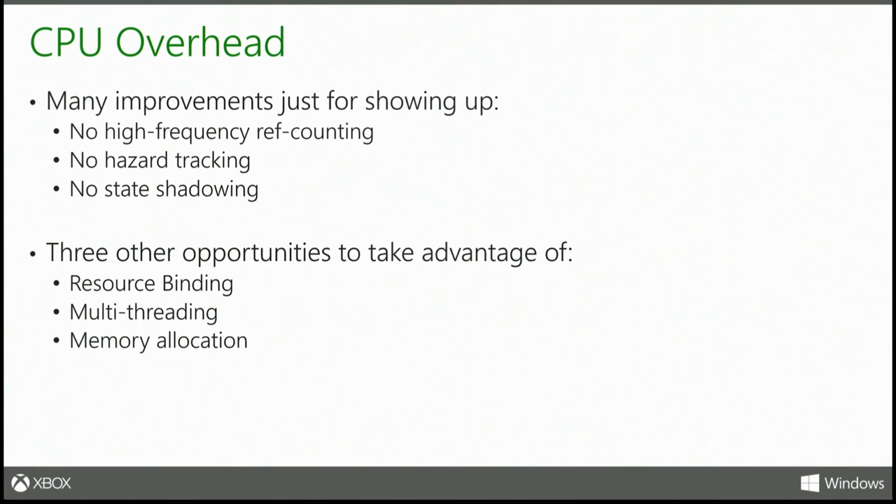So with DirectX 12, we like to say there's a lot of improvements just for showing up and using the API. We've worked really hard to optimize the runtime itself to reduce tracking and operations that you might not need. Notable changes going from DirectX 11 is there's no high-frequency ref counting anymore. When you bind a texture to the pipeline, we're not going to increment a ref count somewhere. We're not going to manage the lifetime for a resource. When you release a resource, it's immediately released, and it's up to the app to release it at the appropriate time. And this is much more efficient for apps to do than in the runtime. You avoid this ref counting overhead.